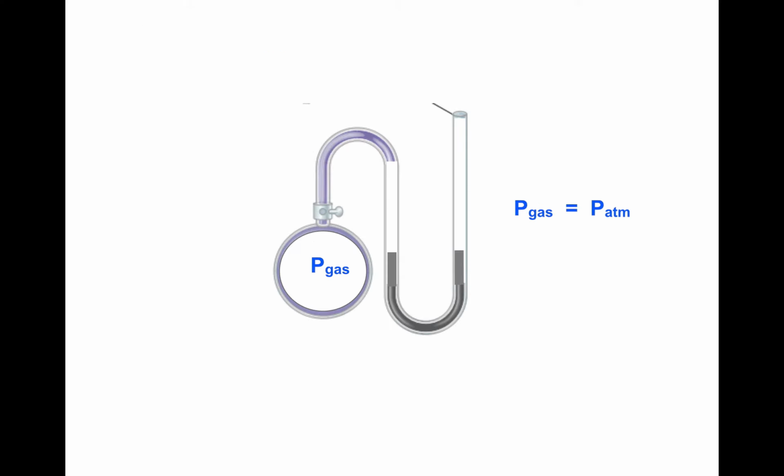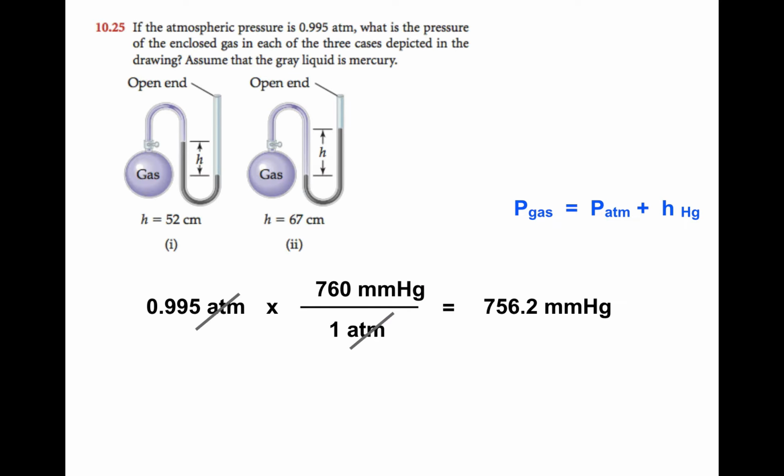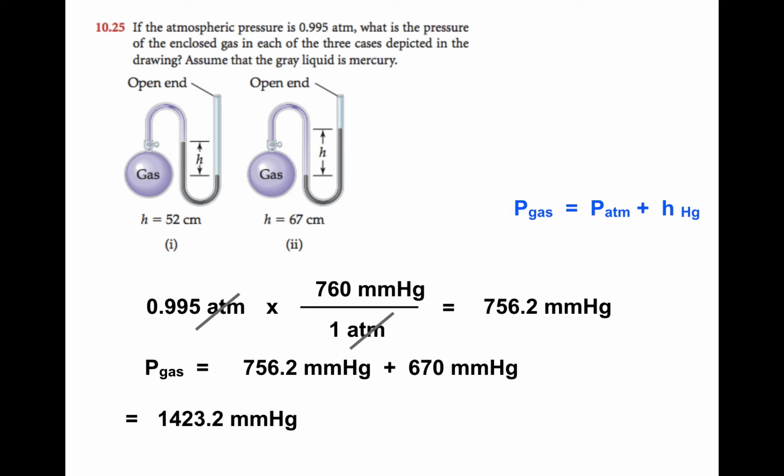So with situation 2, the pressure inside the manometer is greater than atmospheric pressure, so it's pushing the column up into atmospheric pressure zone. So the extra distance that the mercury is traveling is added to atmospheric pressure to get the greater pressure inside the manometer. The height of the column is 67 centimeters, so that's 670 millimeters. Add that to the atmospheric pressure, and that would be the pressure inside the manometer in terms of millimeters of mercury. Divide by 760 to convert it to atmospheres.